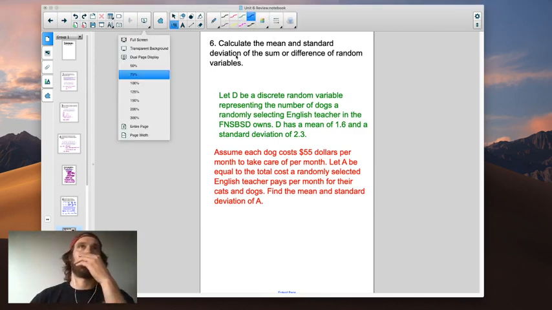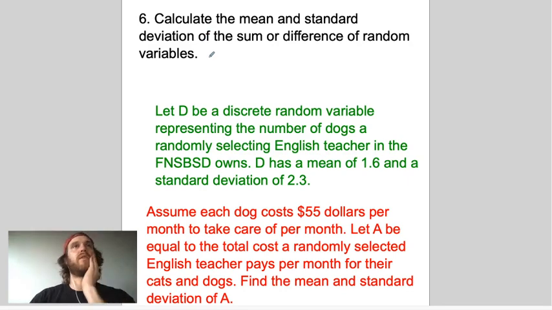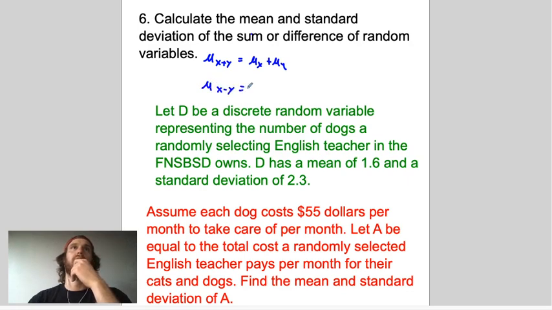All right. So the first is, if you are doing a sum or a difference, the mean of a sum, x plus y, is equal to the sum of the means. You've got to have that down. And the mean of a difference is equal to the difference in those means.